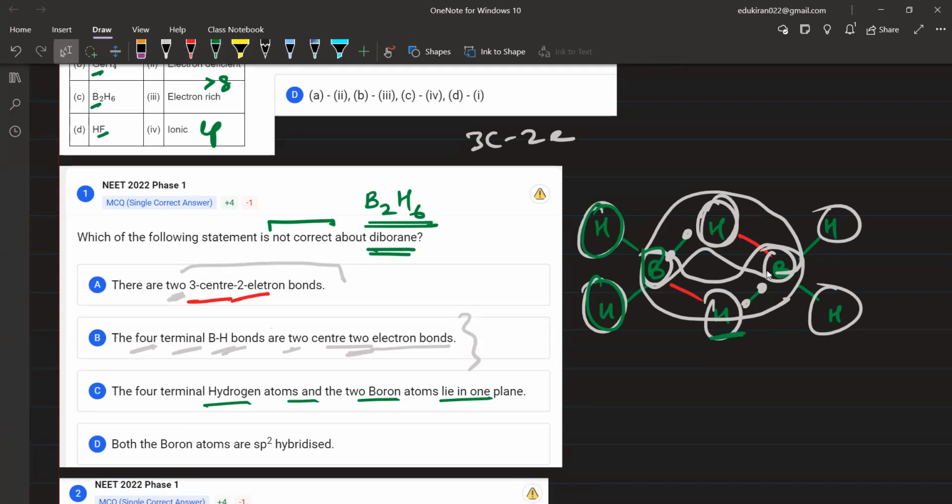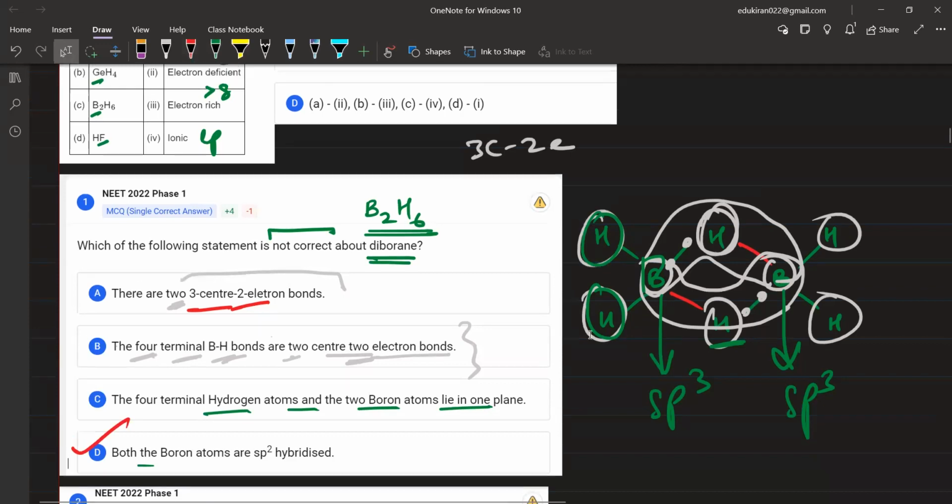Then you have the last option, both boron atoms are sp2 hybridized. Now this cannot be correct. जब इसके पास चार bond है, then it will be sp3 hybridized. This will also be sp3 hybridized. ठीक है. So आपको स्ट्रक्चर बनाते के साथ ही पता लग जाएगा that it is having four bonds. That is why it is going to be sp3 hybridized, and this D option is not the correct statement. That is why it is the right option.